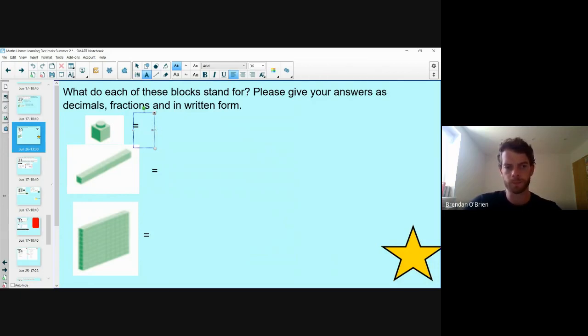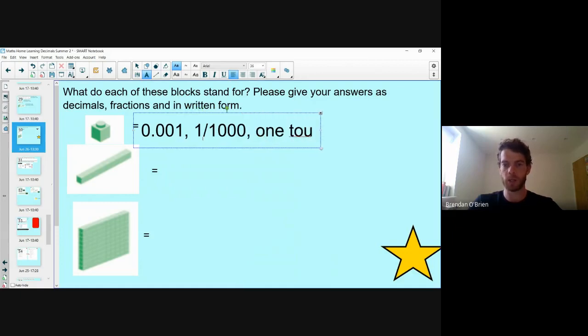So the first one, our small block, we know that that is one part of a whole, and that 1,000 of these would make that one whole. So we know that this is 0.001. Okay, and that's in which column? It's not in our tenths column, it's not in our hundredths column, and it's in our thousandths column. It's 1 over 1,000. In written form, it's 1,000th.